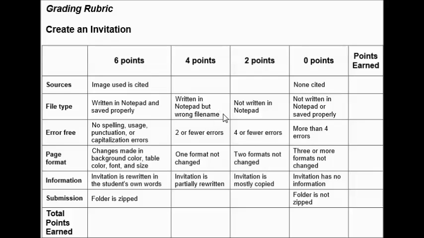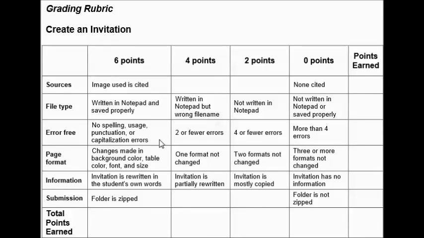You only get 4 points if it's written in Notepad but has the wrong file name. So file name's an issue. You get 2 points if it's not written in Notepad, in other words, if it's written in something like Microsoft Word or is just attached to the Dropbox, right? And you get no points if it's not written in Notepad or saved properly. This is basically 36 points, but you see how these come together.